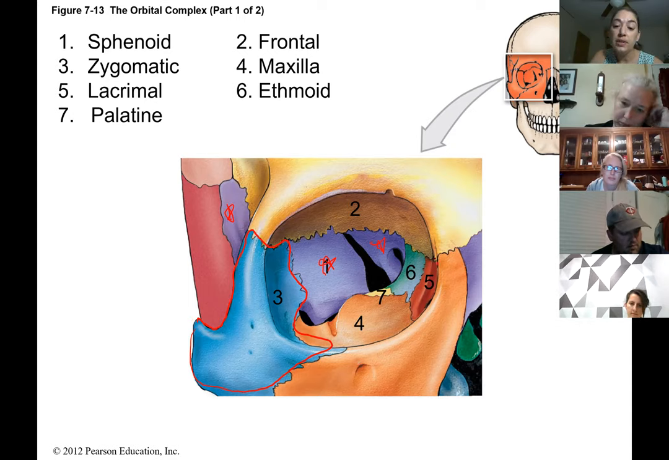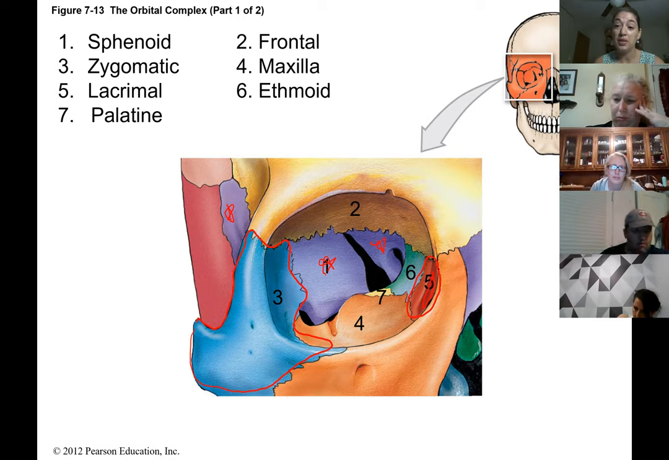Number five, this little red bone, the lacrimal bone. So it's on the inside of your eye. And the lacrimal bone has what's called the lacrimal canal. There's actually a hole that travels down through the lacrimal bone and empties into your nasal cavity. And its job is to drain excess tears. So this is the reason why if you're crying, you have to blow your nose a lot, because all those excess tears are running into your nasal cavity and out through your nose.